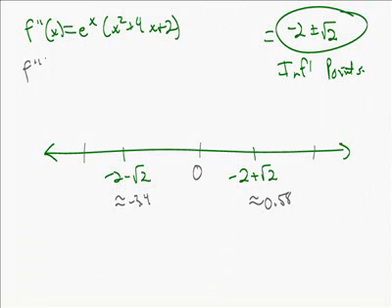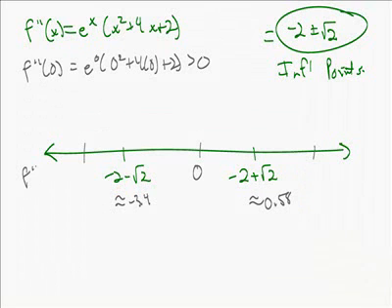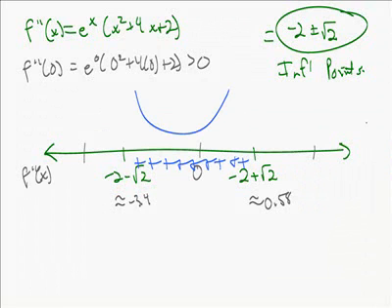In fact, let's just go ahead and do that one. f double prime of 0, that's e to the 0, which is 1, times 0 squared plus 4 times 0 plus 2. You can see this is 1 times 2. This is positive. So the second derivative down here is going to be positive in this region. Positive. That means we're going to be concave up here.